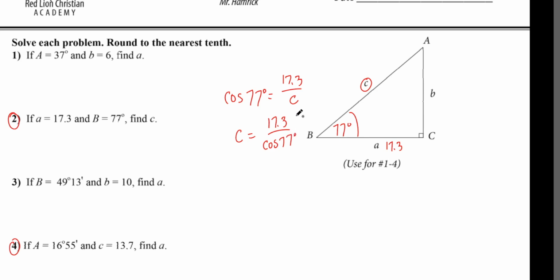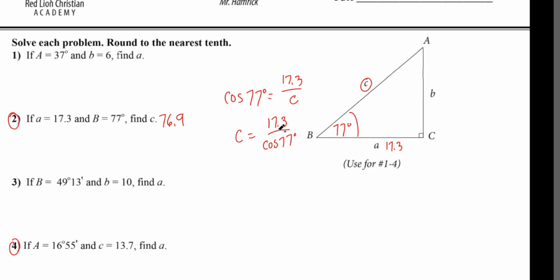And that was number 2? 76.9 is what I got. Okay? That's all there is to it. Make sure you know how to put that in your calculator. Are you a little confused? What's your question? How did I go from here to here?